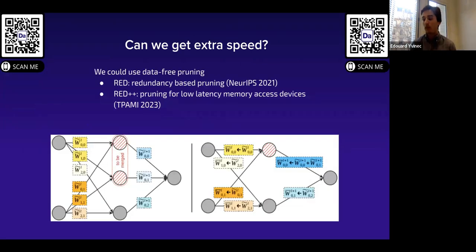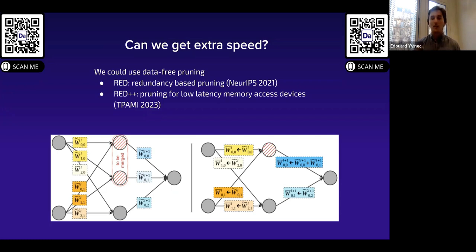Now, let's say that you have quantized your network. You want to go one step further. You want to compress it even further. The standard second approach would be pruning. So at Datakalab, we had previous work on pruning. I won't go into the details for those ones. If you're interested, they were published at NeurIPS and TPAMI. I just put the QR codes here if you want to check them.